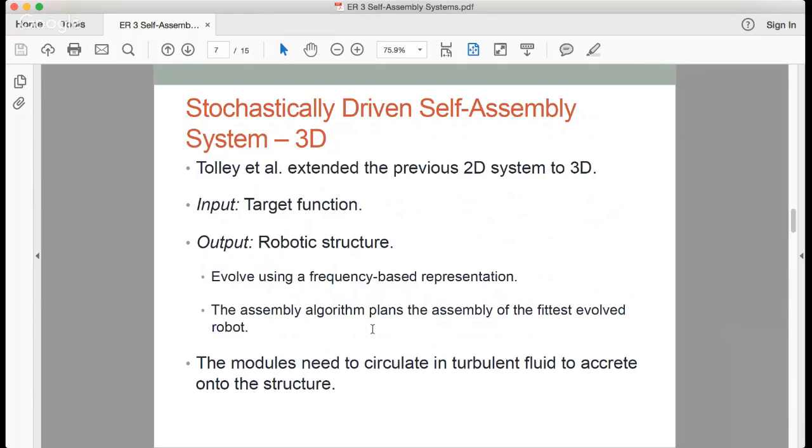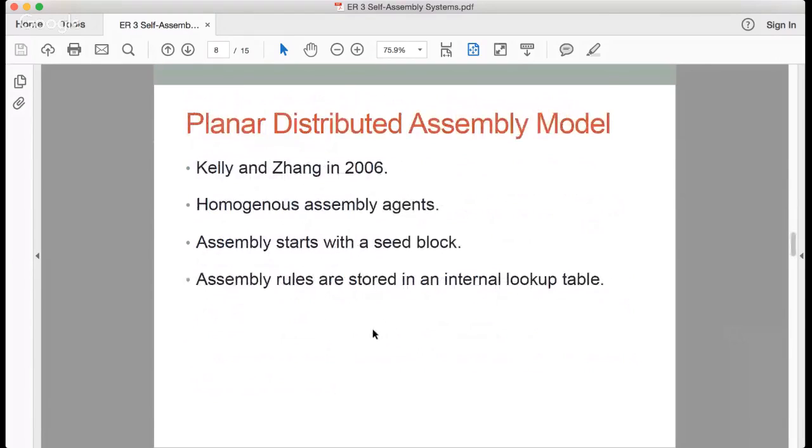However, the modules in this system are unable to move on their own, as they need to circulate in a turbulent fluid. That's a difficulty. But they solved it by using the fluid. The fluidic system could be scaled down to produce microscale modules. Interesting. So let's move on to the planar distributed assembly model.